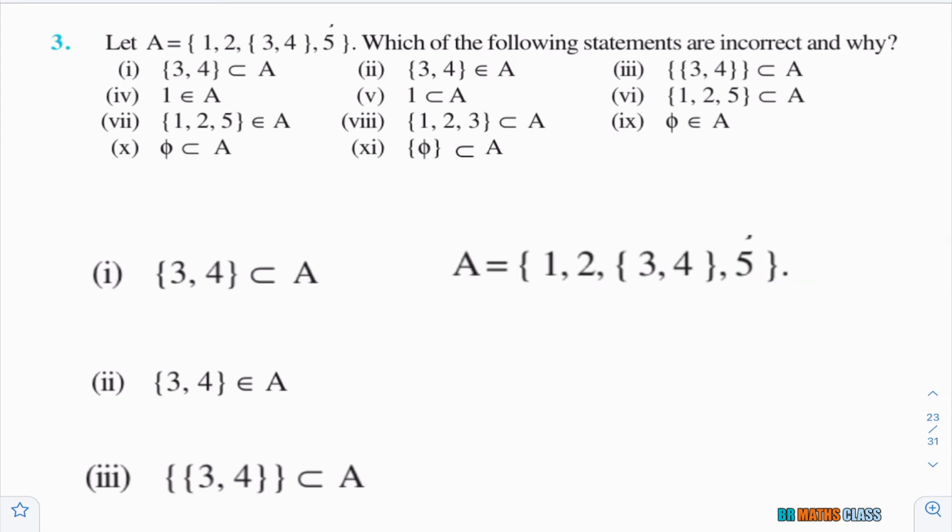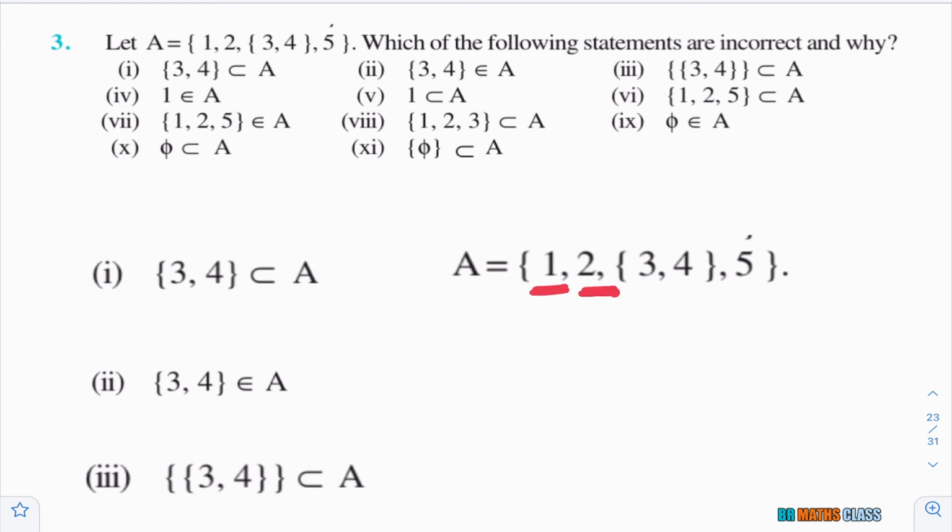First point: in this set A, how many elements are there? Think and answer. Many students say that 1, 2, 3, 4, 5, so 5 elements are there. That is actually wrong. In this set, 5 elements are not there. What elements are there in this set? 1 is present in set A. Listen to this carefully please.